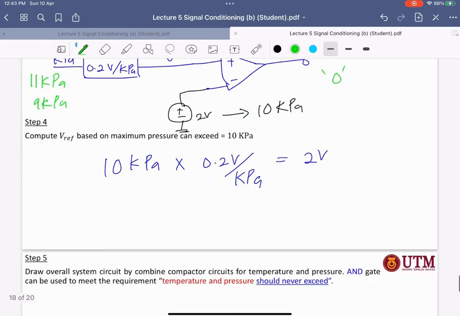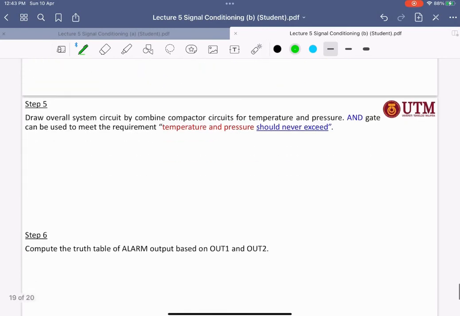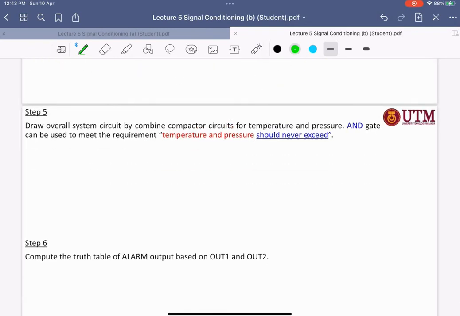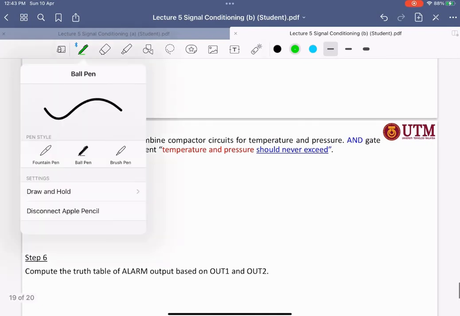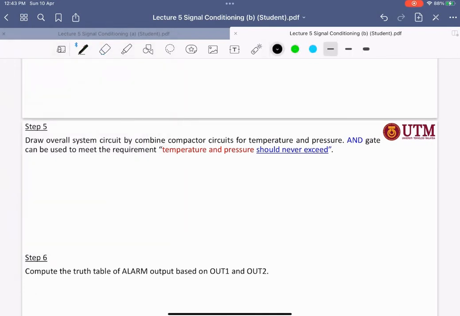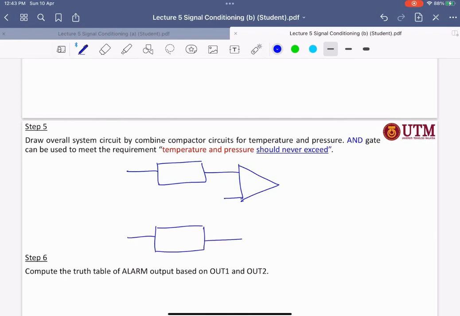So the last one, let's draw the overall circuit again. Now you have 2 here, and then, so this is the temperature, this is the pressure.